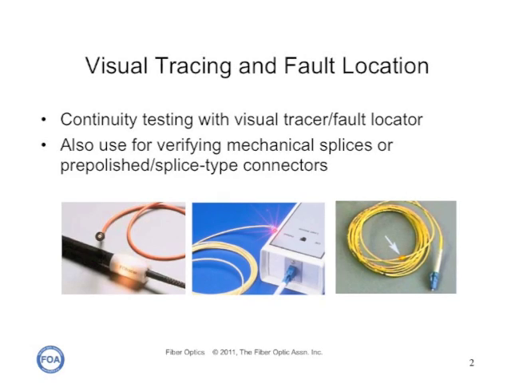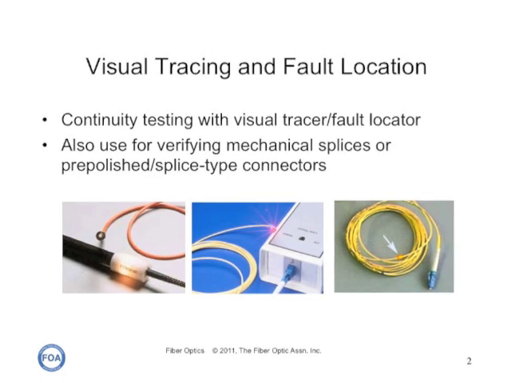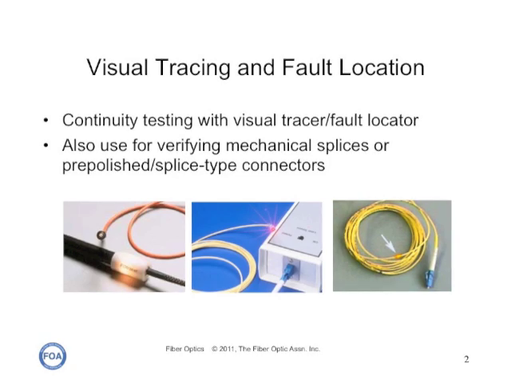A higher-powered red laser, centered around 650 nanometers, is used for both single-mode and multimode fiber because it has enough power that you can go longer distances than you can with a typical flashlight or LED, plus if there's a place in the fiber where there's a large source of light, like a break in a cable or a bend in a cable that's causing high loss, you can actually see it with a visual fault locator.